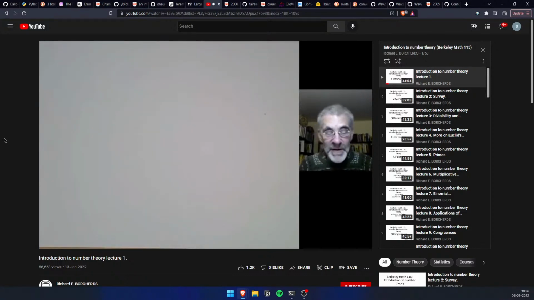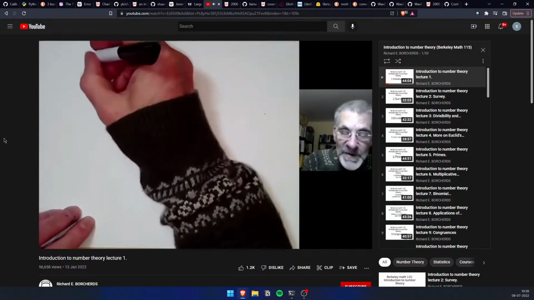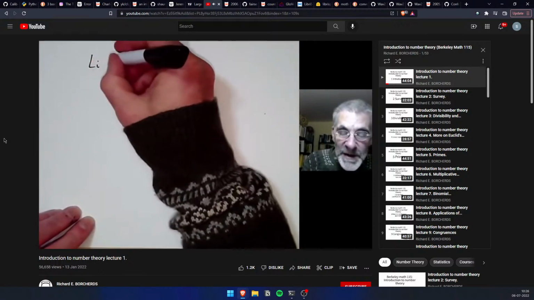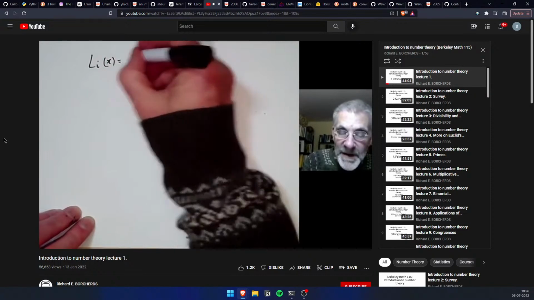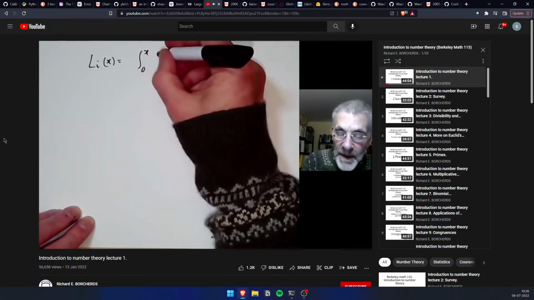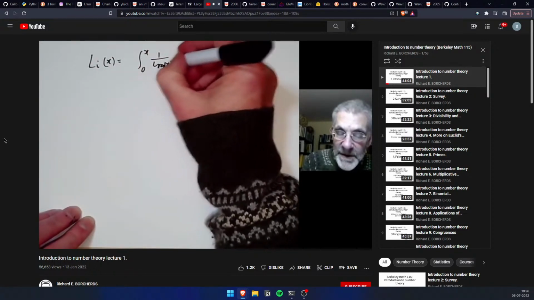Riemann actually found a rather astonishing explicit formula for the number of primes. What you do is you define the logarithmic integral of x to be the integral from 0 to x of 1 over log of x dx.